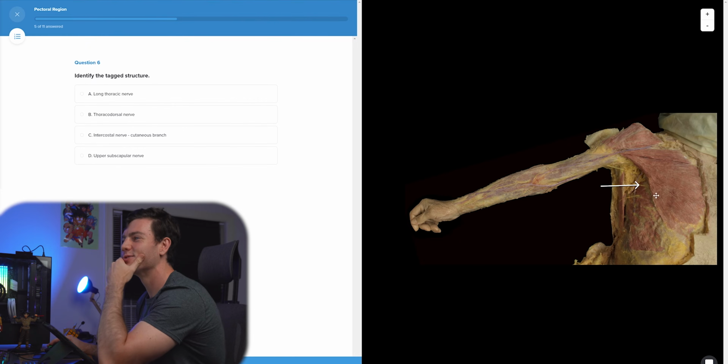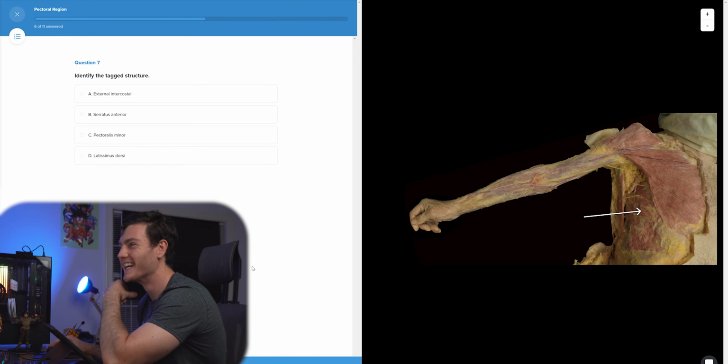Let's see, do I remember? I believe that is a nerve. I think it might be the intercostal nerve. Cutaneous branch? Yeah, maybe. See, this is a good way to test yourself. I think that's the intercostal nerve because it looks like it's in the intercostal area, but once I finish this quiz, if I get it wrong, I'll be able to learn from it. And there's actually a cool thing that this site does, which I'll show once I complete this quiz.